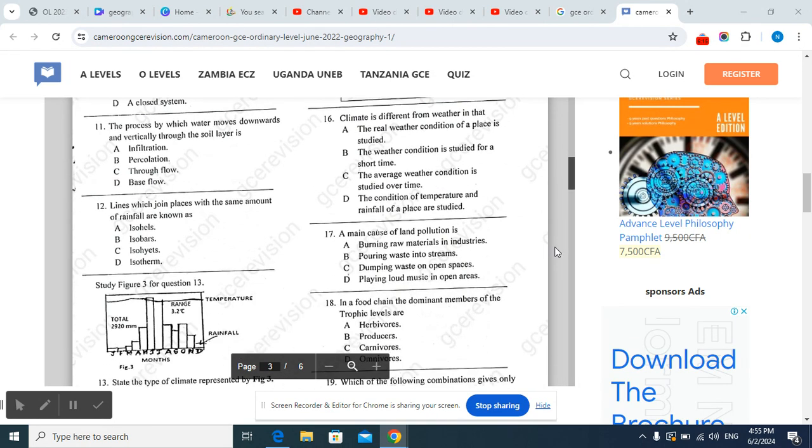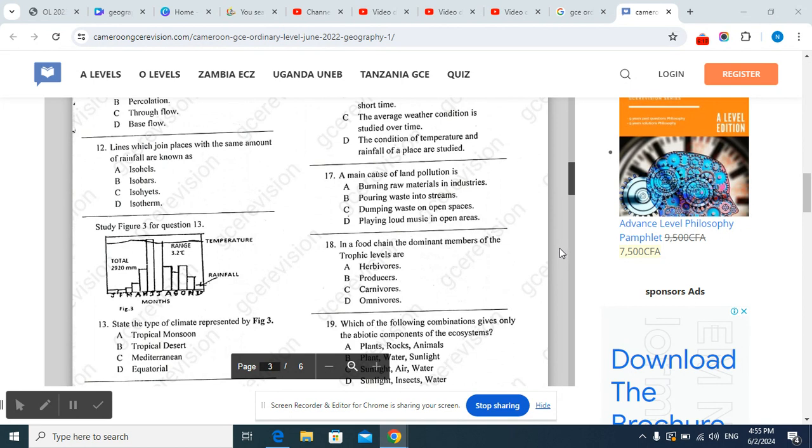Number 12. Lines which join places with the same amount of rainfall are known as, the answer is C.